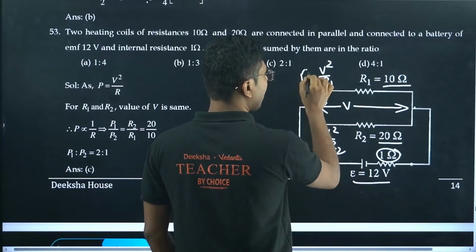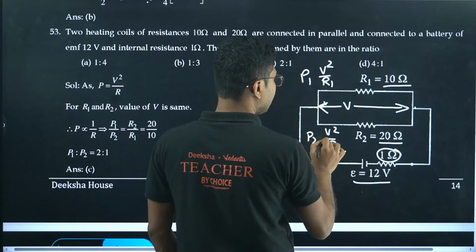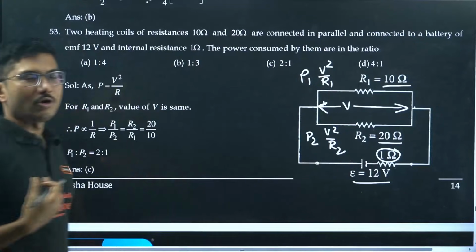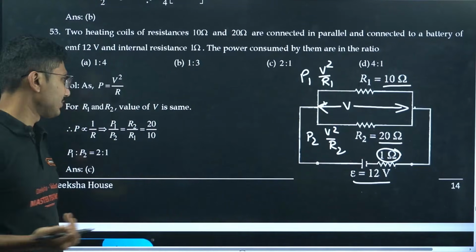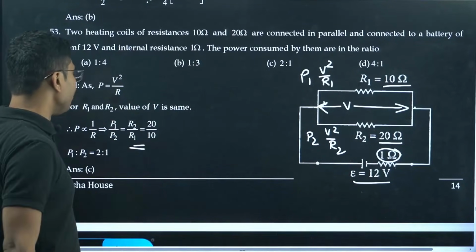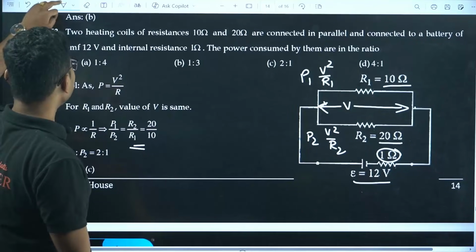So this is the power dropped by this one, this is the power dropped by these two. Find the ratio. It is only the inverse ratio of the resistances. Okay, so it will be 2:1. Okay, so this is a trick question.